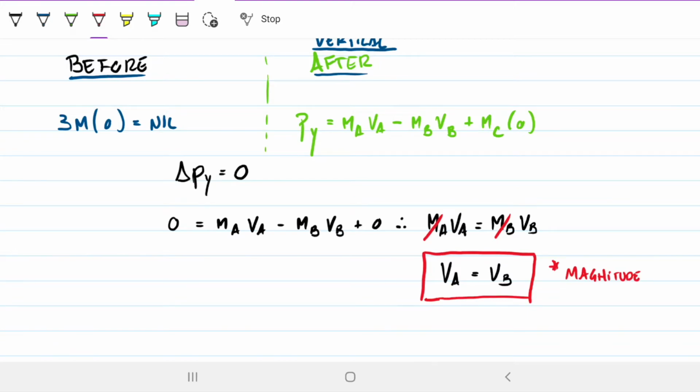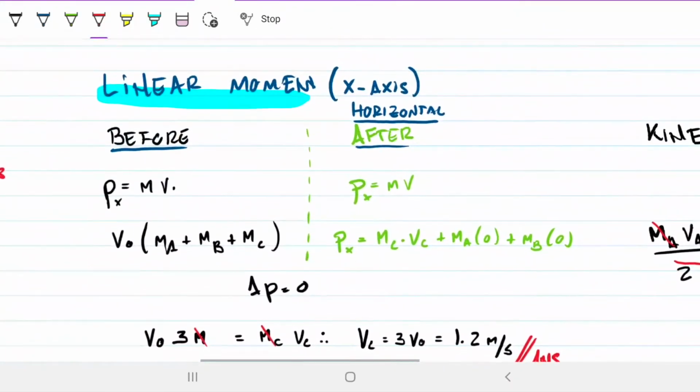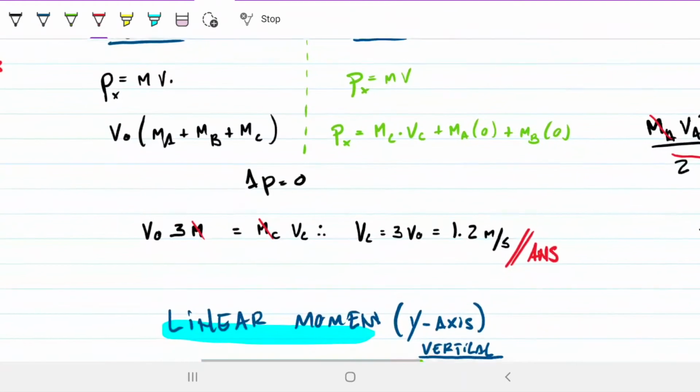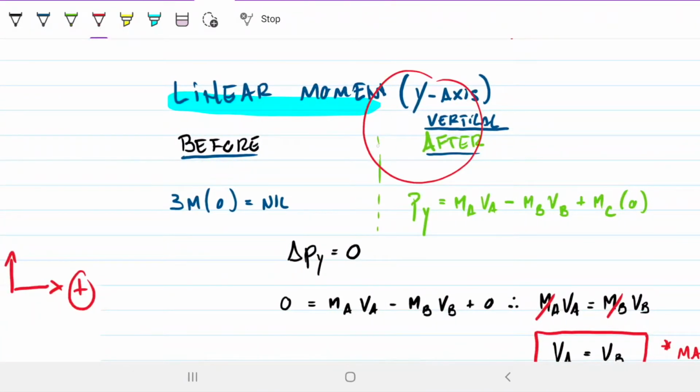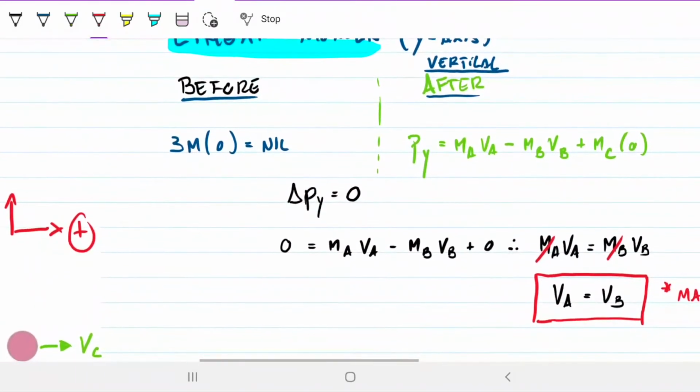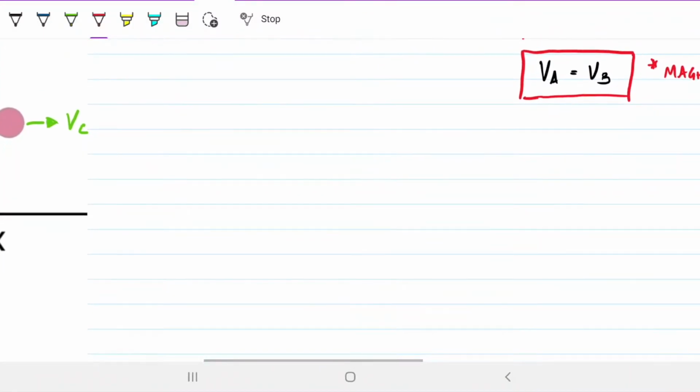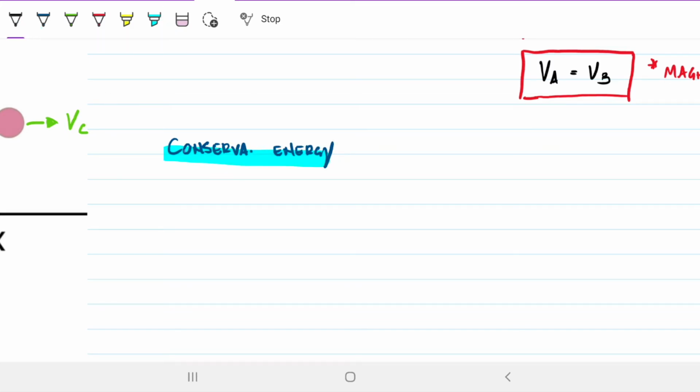Cool, so we have two unknowns. We use two equations. We use the horizontal direction for one of the unknowns, and then we use the vertical linear momentum for another one, and now we still have one unknown to solve. So we need one more equation. We're going to use conservation of energy. And the idea here is the same as always, right? There should be no change in energy if we're not losing any energy to friction with the surface. So therefore, our before and after have to be the same.